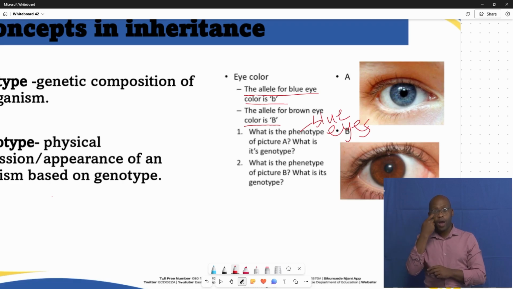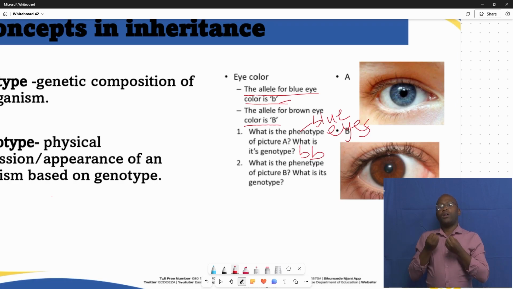The second question asks, what is the genotype? Remember, the genotype is the genetic composition of an organism, and it shows the alleles that have been inherited. We were given an allele for eye color, which is small letter b for blue eyes. So the genotype needs to show two alleles, because one allele is received from the mother and one allele is received from the father. This genotype of two small letter b's gives us the phenotype of having blue eyes.